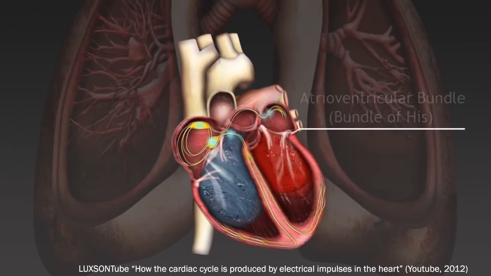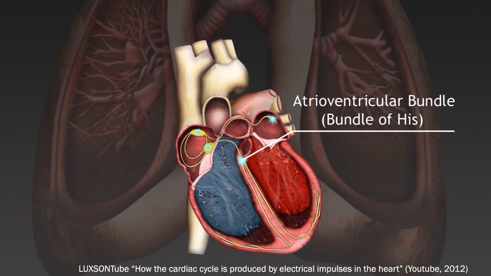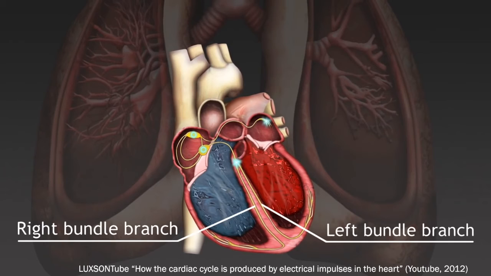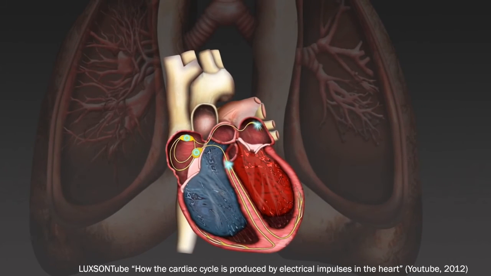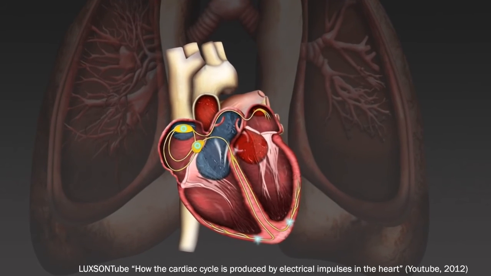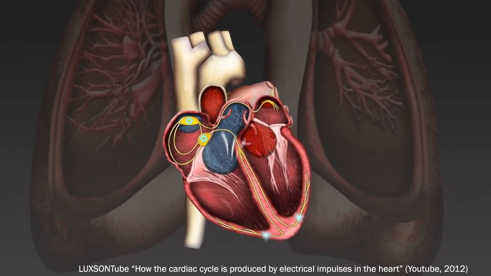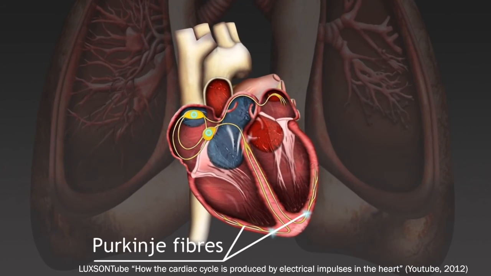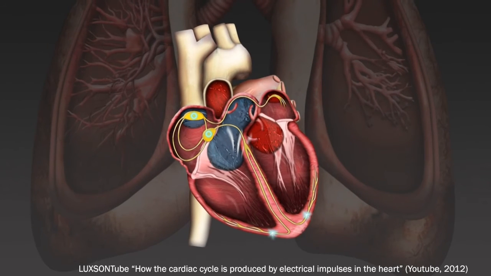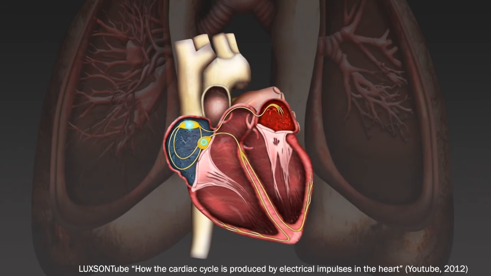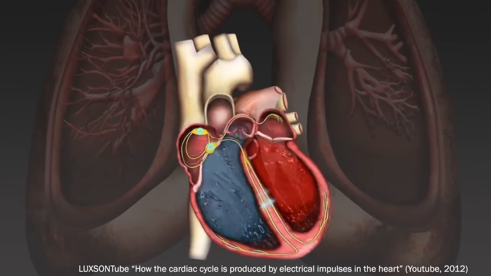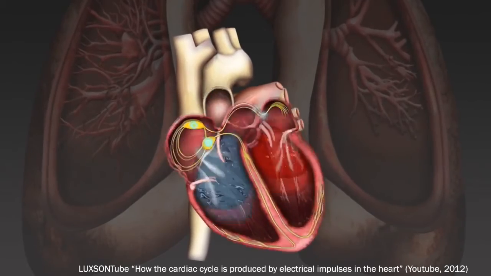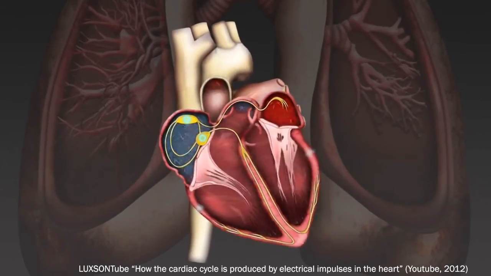The impulse travels along the bundle of His, where the conducting pathways divide in two, forming the left and right bundle branches, which lie in the interventricular septum. From the bundle branches, the impulse spreads into the inner walls of the ventricles via specialized conducting fibers called Purkinje fibers. Finally, the impulse travels up the outer walls of the ventricles towards the atria. The rapid and controlled spread of the electrical impulse through the ventricles stimulates the muscle cells in the ventricles to contract together and pump blood efficiently to the lungs and body.